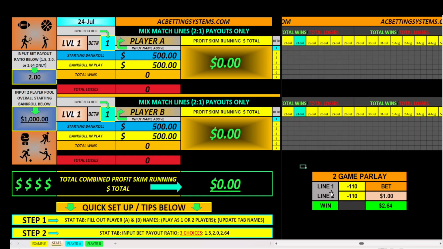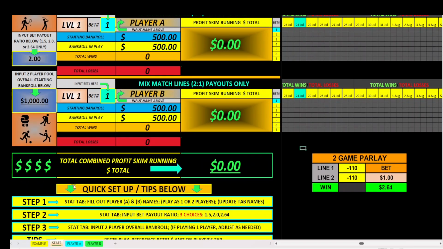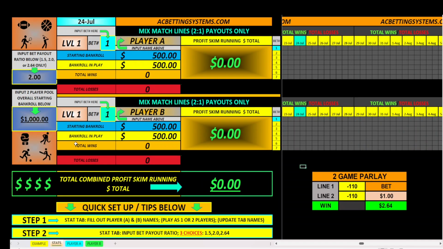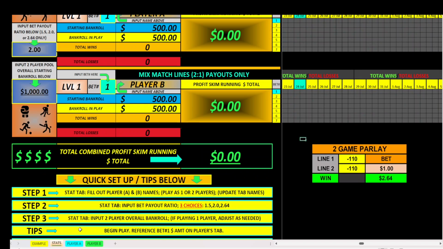Okay, so once you select one of these 3 options, we now move to step number 3. You and your buddy need to decide how much combined bankroll you want to put into this. Once you figure that out, you plug it in right here. Now you both have 50% of the total bankroll. After you have these 3 steps complete, you're ready to start placing bets. Reference bet number 1 on the Players tab.